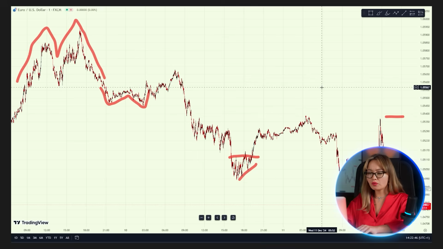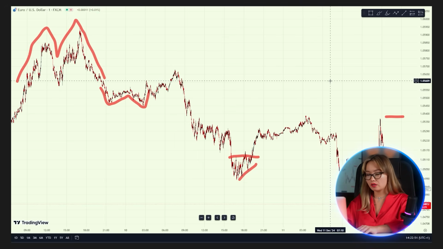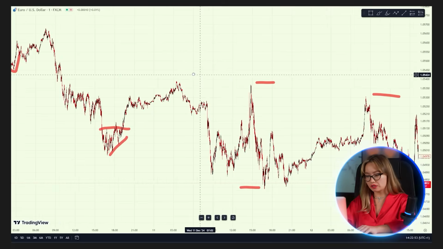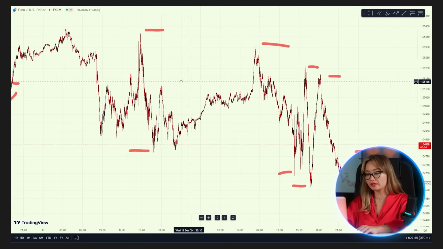To sum up, follow the lows and highs and chart your patterns over time. You won't even need to draw on the chart. It will all be in your head.